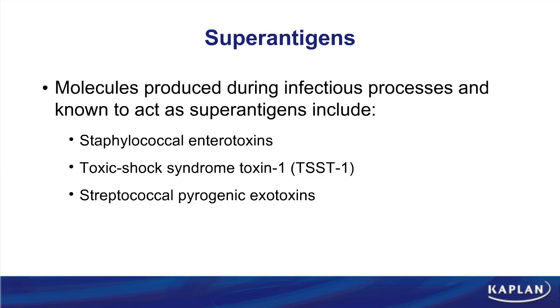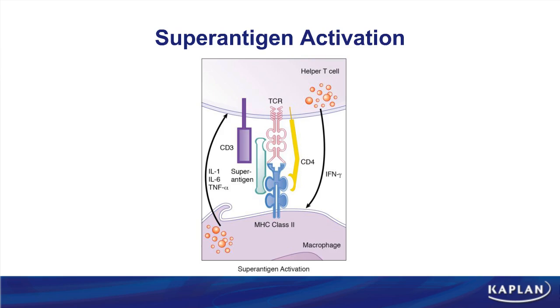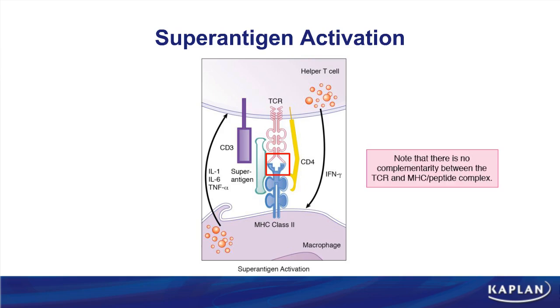A couple other examples of superantigens are our strep pyogenes exotoxin and some of the other staph enterotoxins. The figure shown illustrates that interaction of the superantigen, essentially cross-linking the T cell receptor to the MHC class II. If you look at the figure, you will notice that there is no complementary binding between the T cell receptor and the peptide. It is a nonspecific interaction.